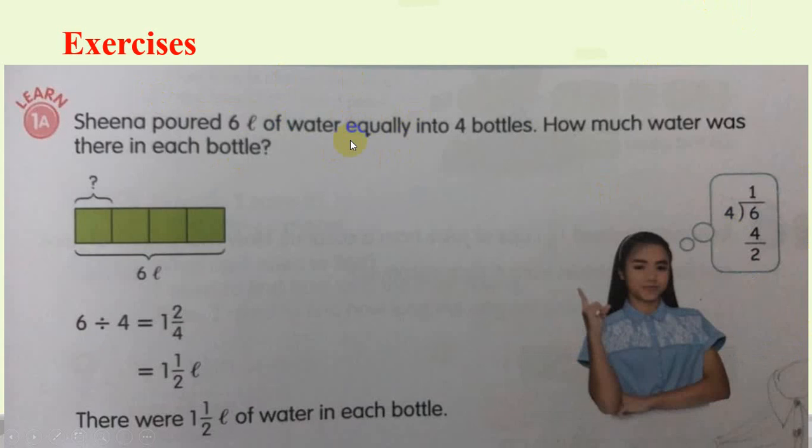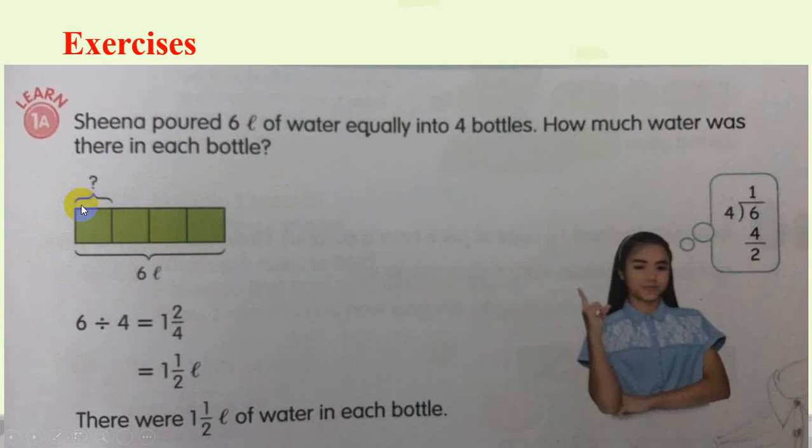Equally into 4 bottles. So in order to solve the problem, you can draw a model. We draw a box which is cut equally into 4 columns. Each column represents 1 bottle, so totally we have 4 equal bottles. The total water of the 4 bottles is 6 liters. So the question is, how much water is in each bottle?